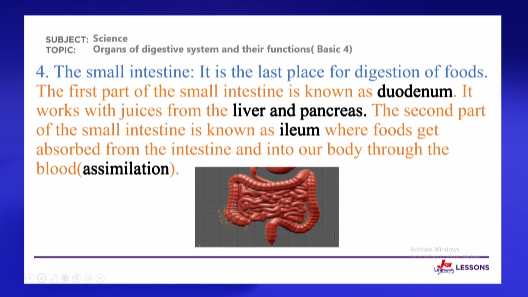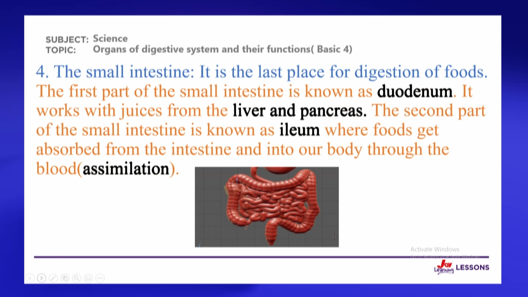Then we have the small intestine. It is the last place for digestion of foods. The first part of the small intestine is known as duodenum. Say that after me, duodenum. It works with the juices from the liver and the pancreas. The second part of the small intestine is known as ileum, where food gets absorbed from the intestine and into our body through the blood.